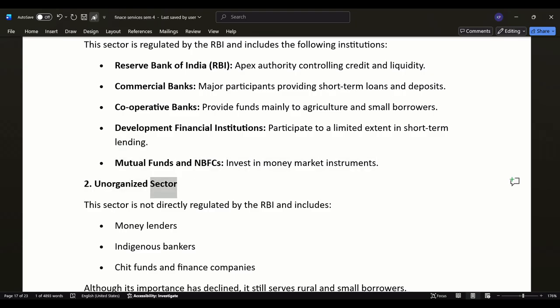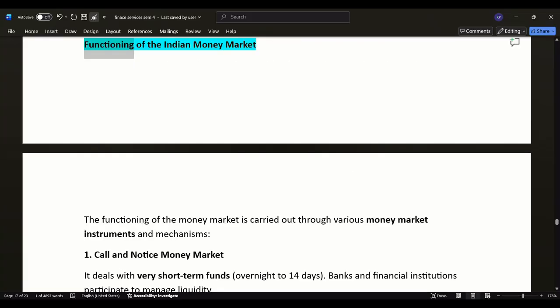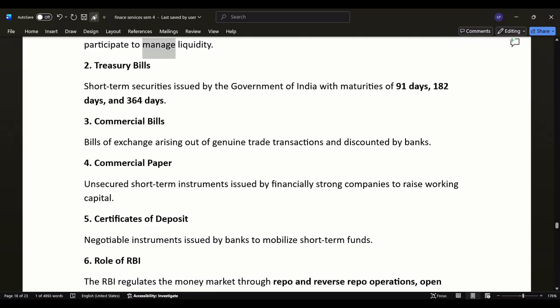2. Unorganized sector. This sector is not directly regulated by the RBI and includes money lenders, indigenous bankers, chit funds and finance companies. Although its importance has declined, it still serves rural and small borrowers. Functioning of the Indian money market. The functioning of the money market is carried out through various money market instruments and mechanisms. 1. Call and notice money market. It deals with very short-term funds, overnight to 14 days. Banks and financial institutions participate to manage liquidity.